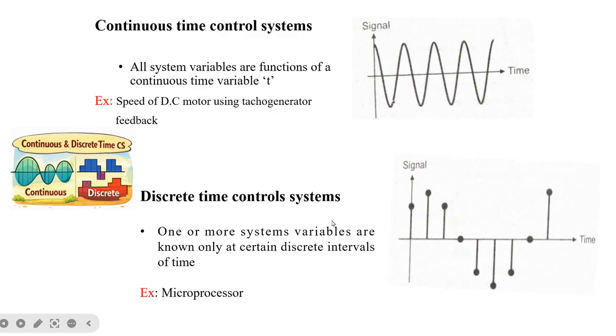Next is the discrete time control system. In a discrete time control system, one or more system variables are known only at certain discrete intervals of time. In the continuous time control system, at any time t the output is dependent on time, whereas in the discrete time control system the output is known only for particular time intervals, or discrete intervals of time. An example here is a microprocessor or computer based systems, which use discrete time signals and are used in digital controllers.